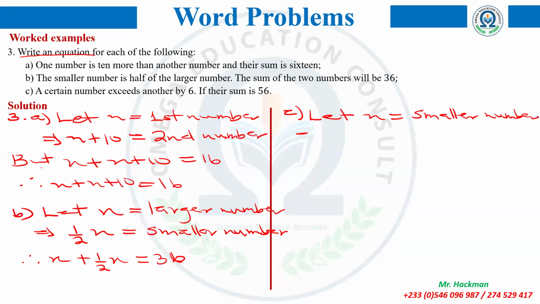Okay, so this will imply that if x is the smaller number, then our bigger number, remember we said the other number, which is the bigger number, exceeds the smaller number by 6. So remember we said whenever you see exceeds, we are talking of what? Addition. So it will be x plus 6, which will be equal to what? The larger number. Point well made.